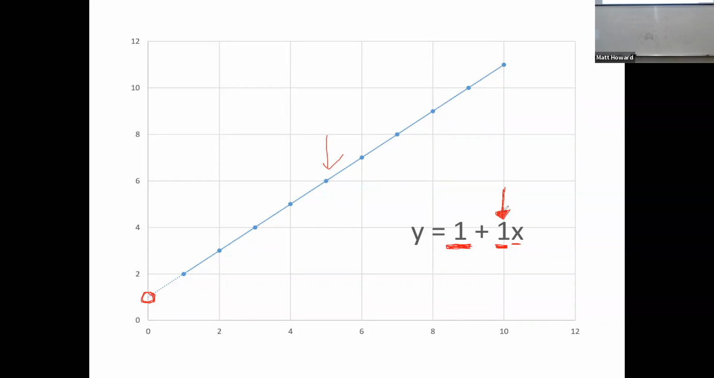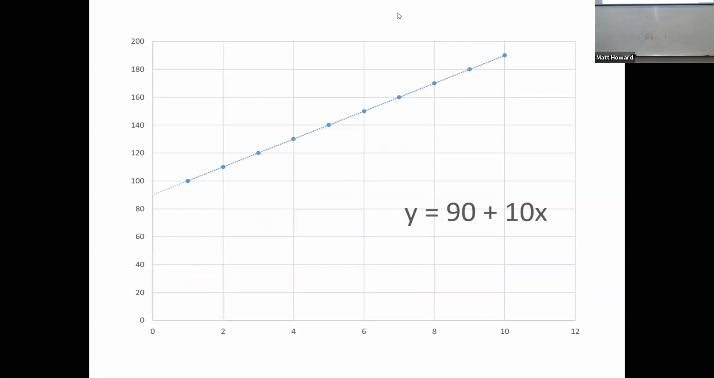Any other questions or comments at this point? Okay, so let's look at another example. So clear all drawings. Okay. Next one. So this one is very similar.